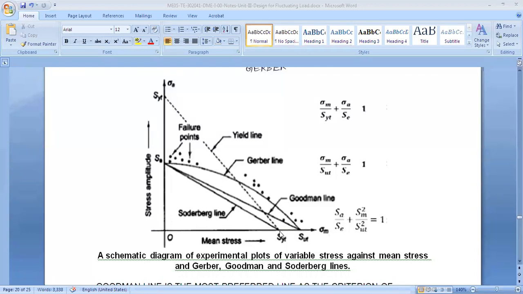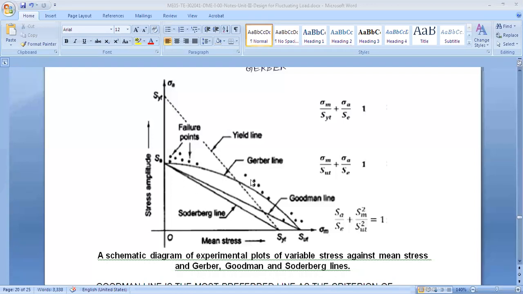Once it goes beyond SYT, we are not interested. Are you getting my point? So from SYT to SUT, this part we are not interested in. Now, how to compromise between the Soderberg line and the Goodman line? The Soderberg line is the safest, but there are some points where, even though it's safe, we are not taking them into consideration. And the Goodman line is the best line, but from SYT to SUT, there are some failure points. So to avoid this, we have something called the modified Goodman line.